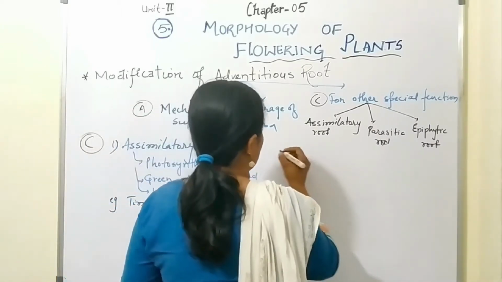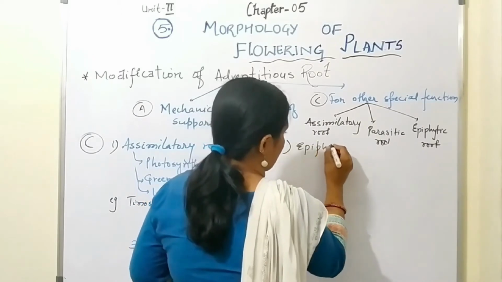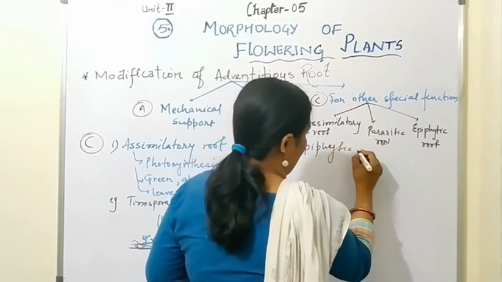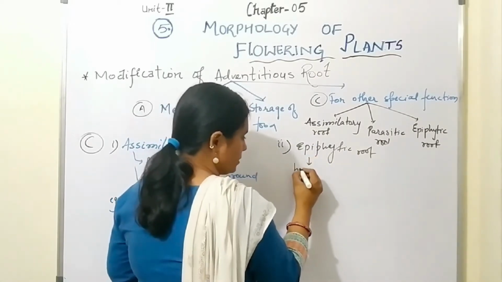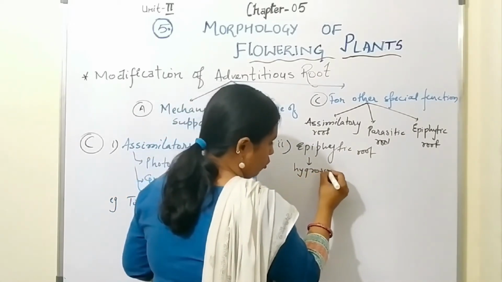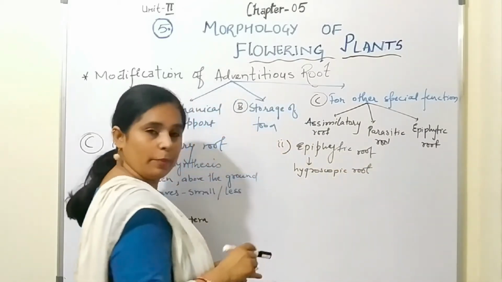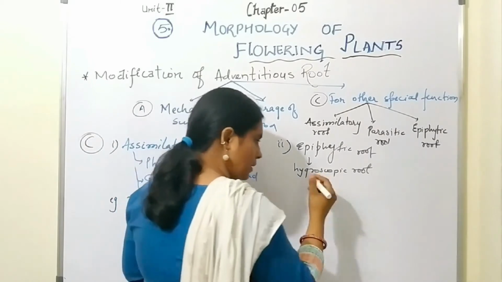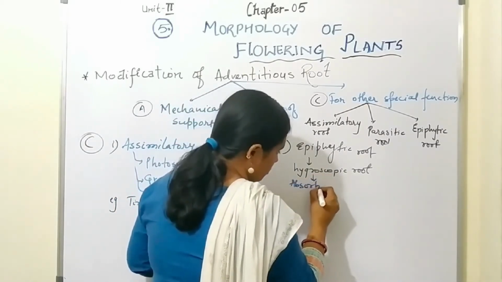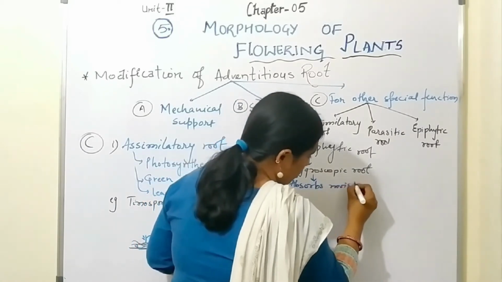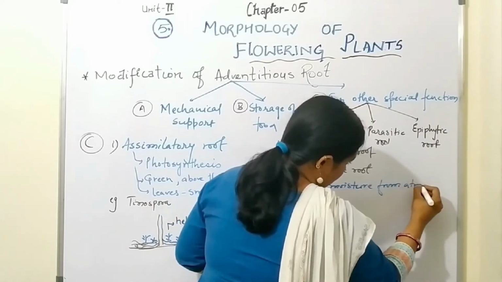The next one is epiphytic. We will talk about parasitic roots in the end. So epiphytic root is also called hygroscopic root. What do you mean by hygroscopic? These roots absorb moisture from the atmosphere.